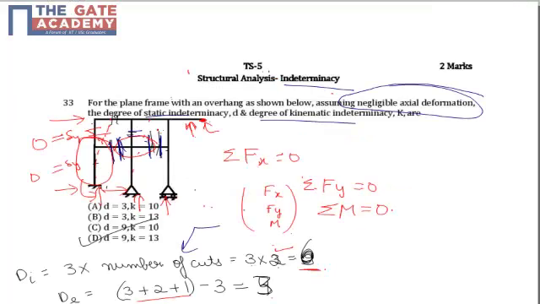So the correct choice for this particular question is option D, that is 9 as the static indeterminacy and 13 as the kinematic indeterminacy.